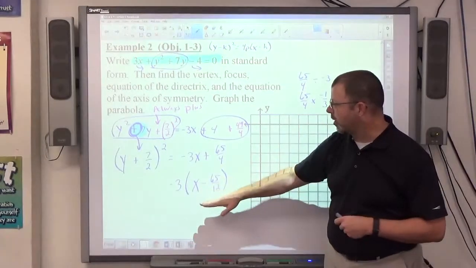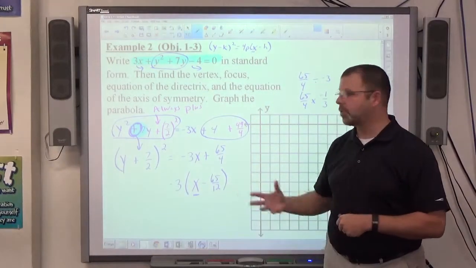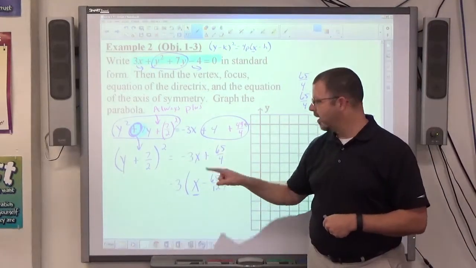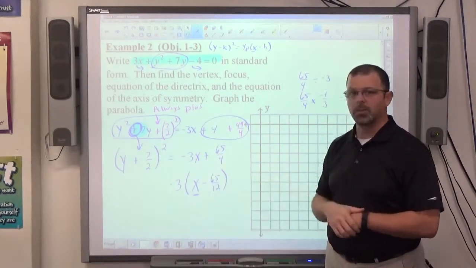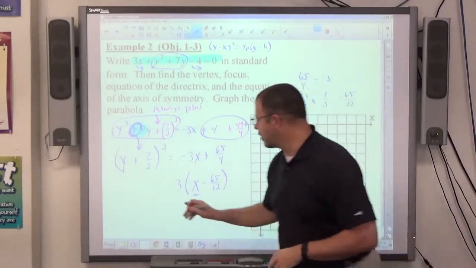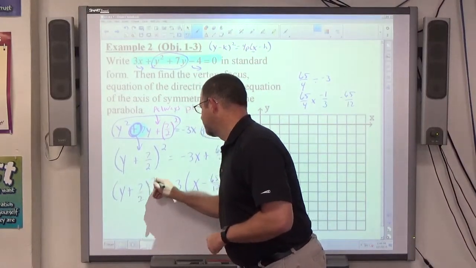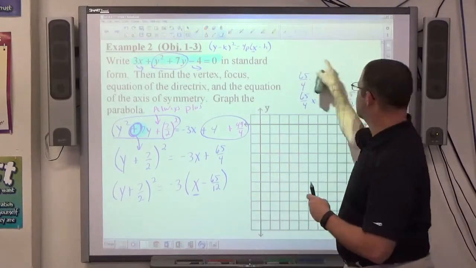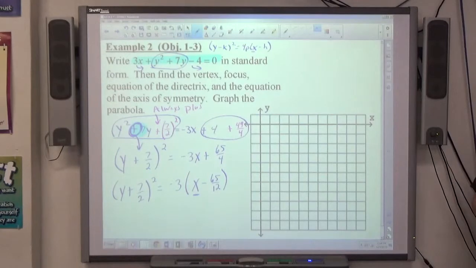Because again, we're trying to create a structure. I just want x right there. That's my goal, just x right there. So whatever's in front of x has to be pulled out, and the consequence is the fraction gets divided by that, so multiplied by its reciprocal. And on this other side, we get y plus 7 halves the quantity squared. That's our standard form.